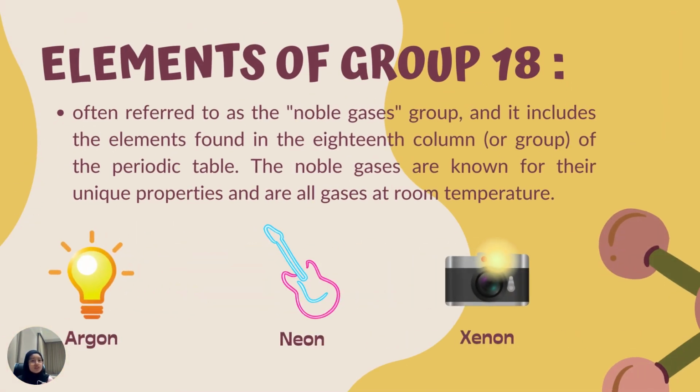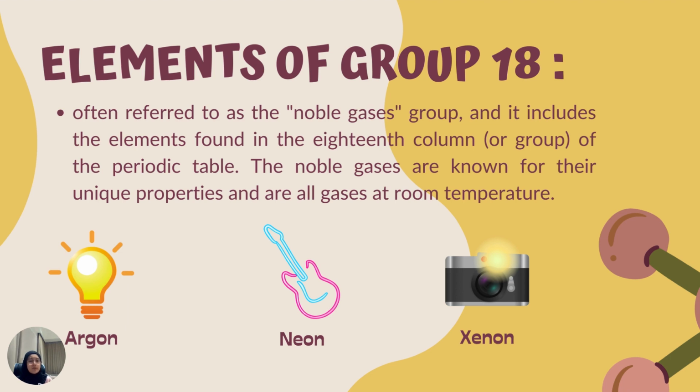So moving on to elements of group 18. Group 18 is often referred to as the noble gases group, and it includes the elements found in the 18th column or group of the periodic table. The noble gases are known for their unique properties and are all gases at room temperature.